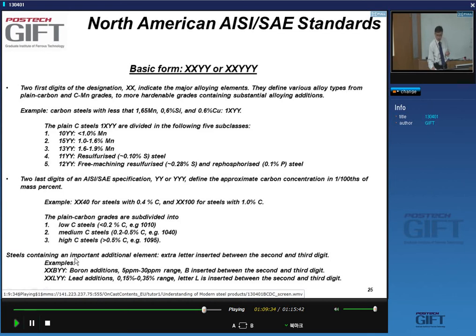And so what do they do in AISI and SAE names when we have one really important alloying addition, such as, for instance, boron? You know that boron is an element that's added to improve hardenability. Boron additions in the range of 5 to 30 ppm, you'll see these grades as XXBYY, yes? And so this B tells you that it's a grade where we've added a few ppm of boron. Lead used to be added, or is sometimes added, to improve machinability of material. Then if it's a material that has these lead additions, you see this L there.